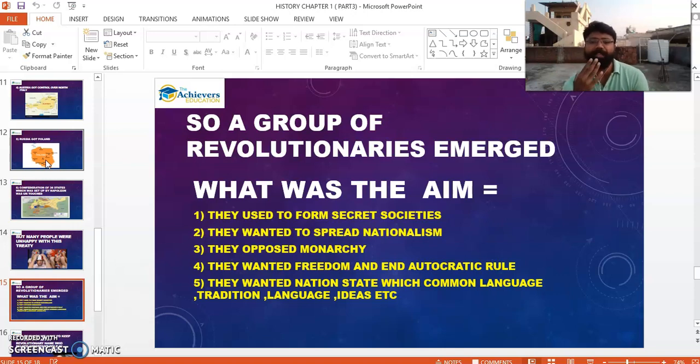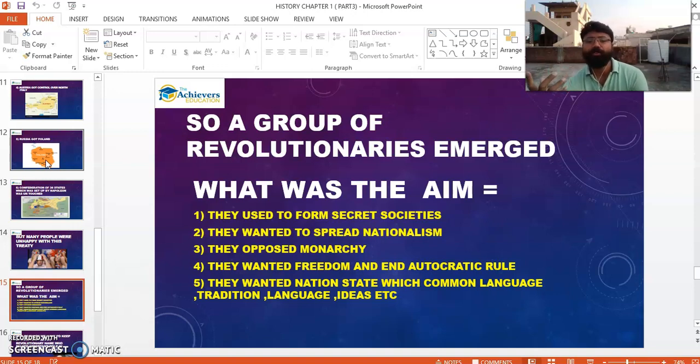Then they wanted to spread nationalism. These were the people, the revolutionaries, who wanted to spread nationalism. Third, they opposed monarchy. Of course, they opposed monarchy. They did not want this kingship kind of rule. They wanted a rule of democracy, a rule of the people. Fourth, they wanted freedom and to end the autocratic rule.